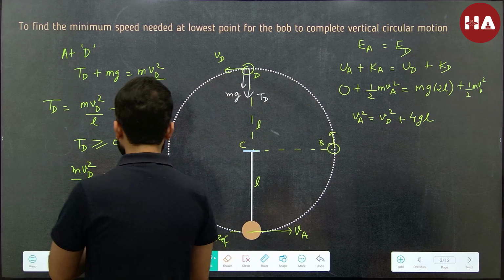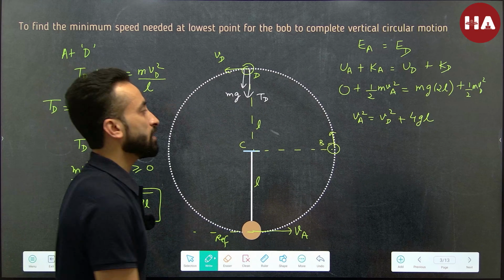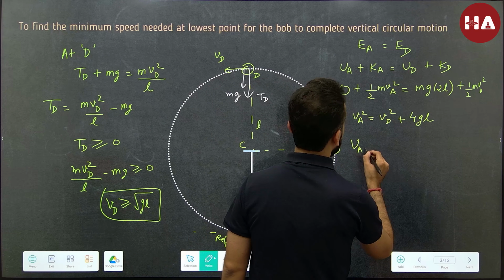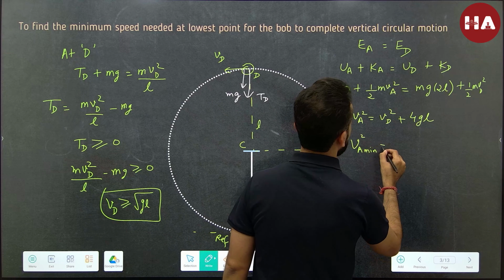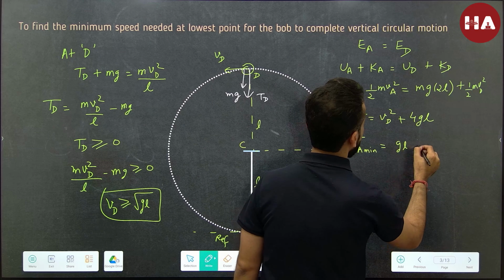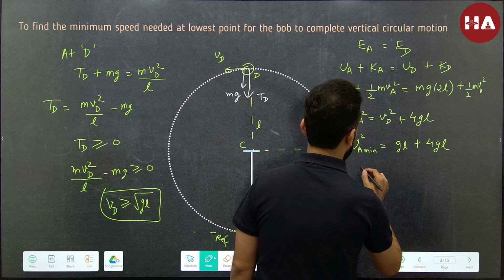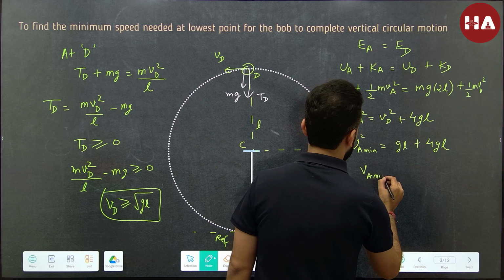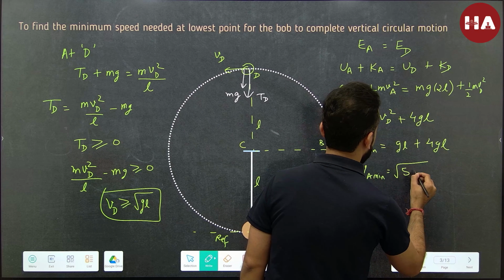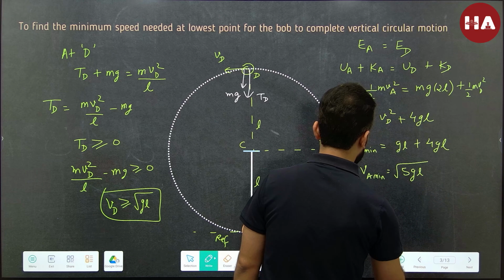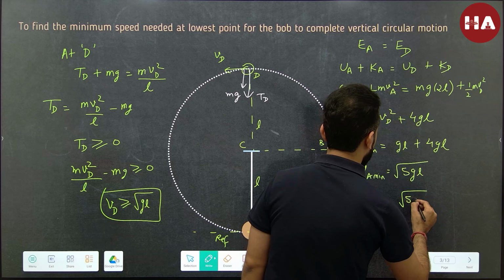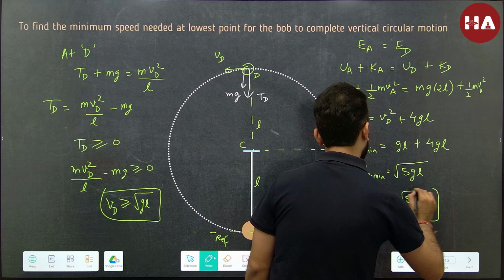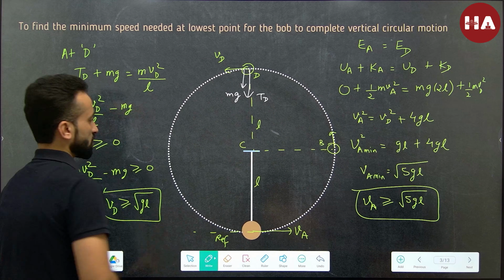Since VD is root gL minimum, for that VA minimum will be gL plus 4gL. So we want VA minimum to be root 5gL, isn't it? So can we write, if we want to complete the circular motion, the velocity at A should be greater than or equal to root 5gL.